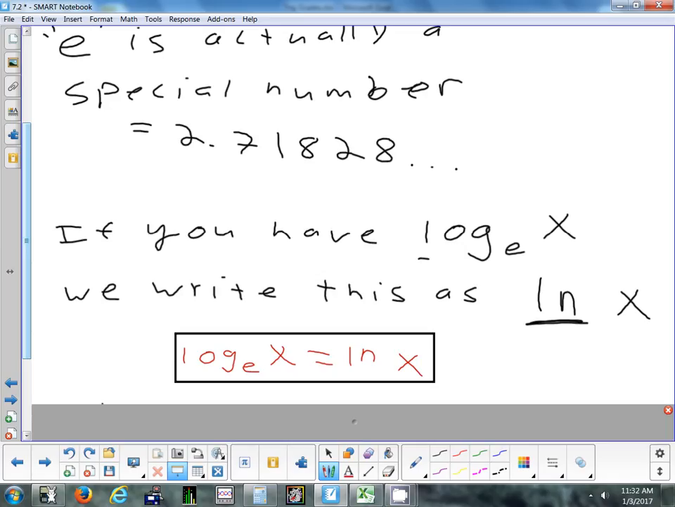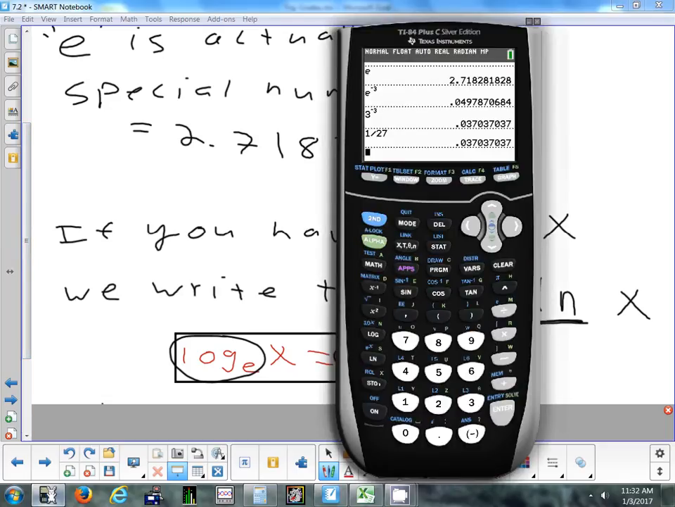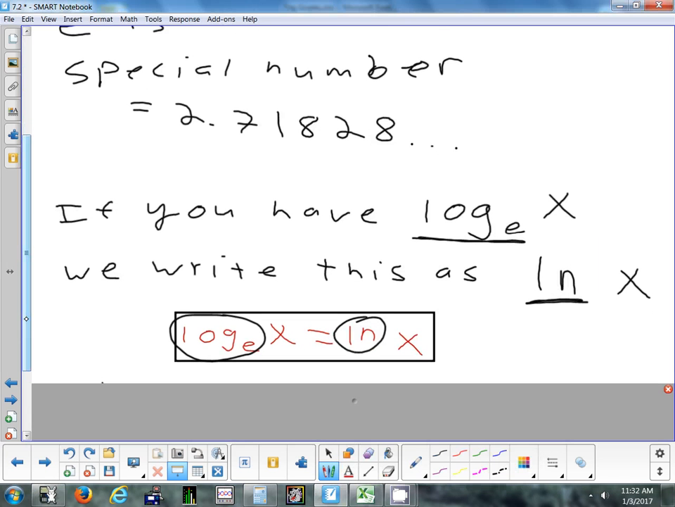You usually would never see something like log base e written on paper. Anytime you have log base e, they're going to shorten that to just ln. And your calculator does the same thing. You have a button right below the log button that says ln, and that stands for log base e. So anywhere you see log base e, you can change it to an ln.